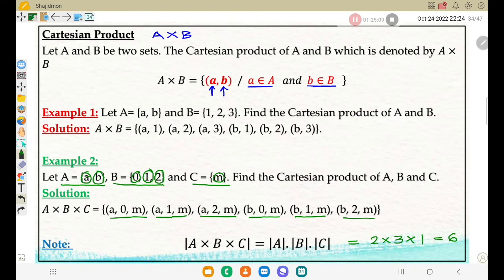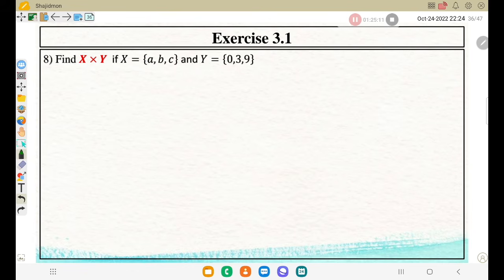Okay, now let me do one example continuing the exercise. Question number 8. Find x cross y, that is the question. So we will do that one. X cross y equals the set of all ordered pairs. X cross y means ordered pairs; a 3-set product would mean ordered triples, and a 2-set product means ordered pairs.